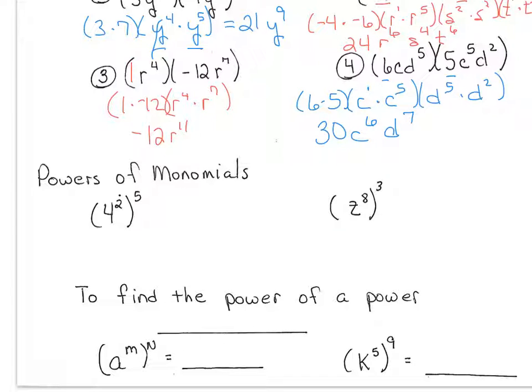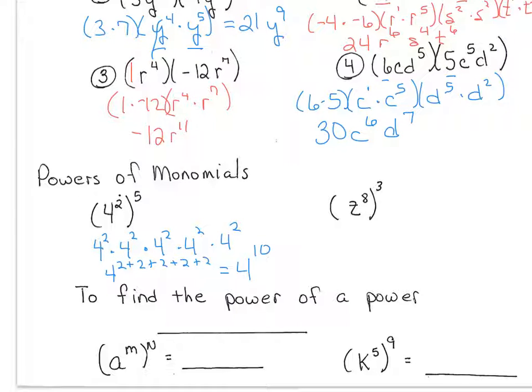Now this product is a little bit different. Notice we have a power raised to a power. If I were going to rewrite this, this means that 4 squared is a factor 5 times. 4 squared times 4 squared times 4 squared times 4 squared times 4 squared. And we know from our previous rule that we would have 4 to the 2 plus 2 plus 2 plus 2 plus 2, which is 4 to the 2, 4, 6, 8, 10. 4 to the 10th power.